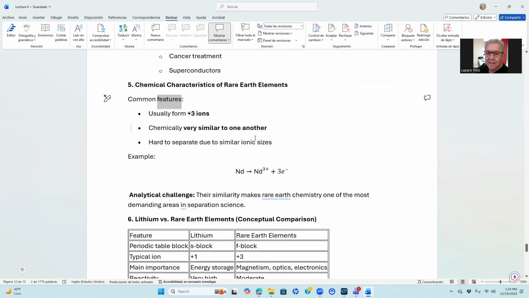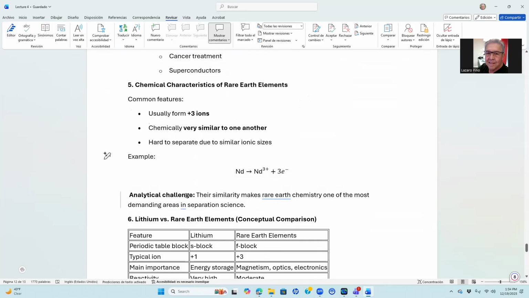5. Chemical characteristics of rare earth elements. Common features. Usually form +3 ions. Chemically very similar to one another. Hard to separate due to similar ionic sizes. Example. Here you have how this element, neodymium, forms the 3+ cation, losing 3 electrons.